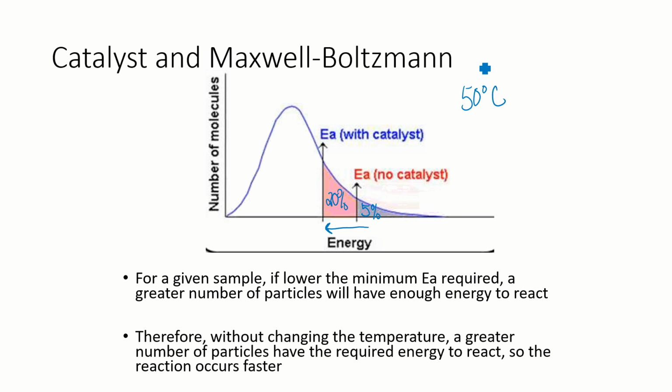So what happened is the temperature is still the same. It's still a 50 degree Celsius sample. So the energy of the individual particles stayed the same, but we lowered that activation energy barrier. As a result, now a much greater portion of our sample has enough energy to make it over that barrier. So that's really key. Without changing the temperature, now we have a greater number of particles that have enough energy to react. So the reaction is going to occur faster. Because if 20% of your collisions result in a reaction, that's going to go a lot faster than if only 5% of your collisions resulted in a reaction.